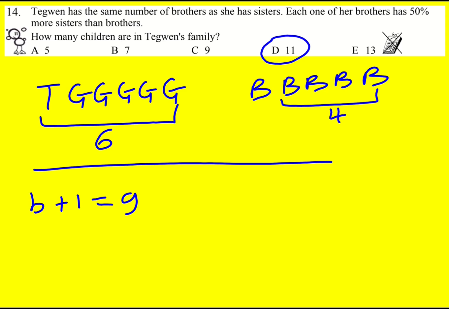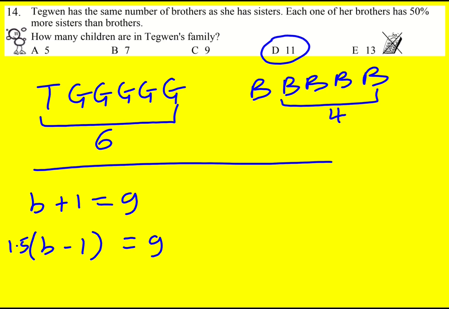So now I'm going to consider one of the brothers. One of the boys, I should say, is going to have B minus one brothers. And it says each one of the brothers has 50% more sisters than brothers, which means if I times the number of brothers of that person by 1.5, then that's going to give me the number of sisters, which is equal to the number of girls. And I've managed to construct some simultaneous equations.